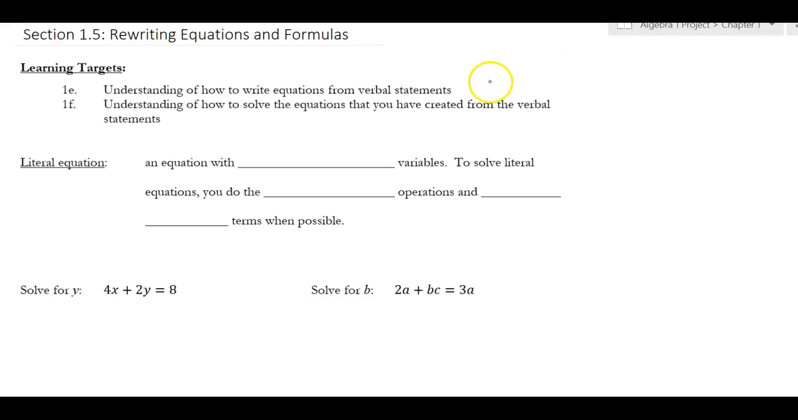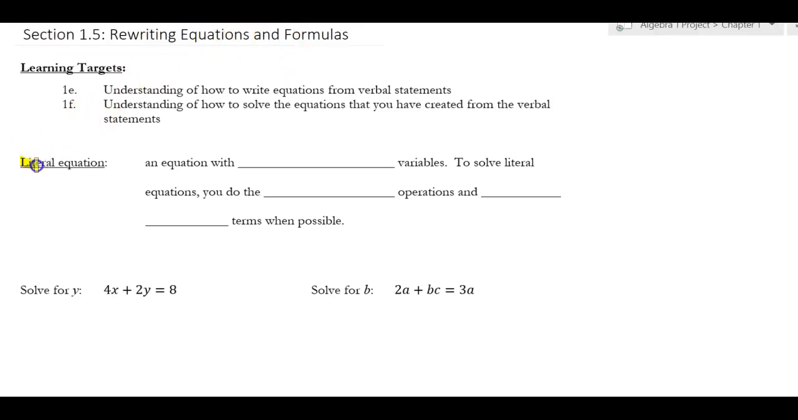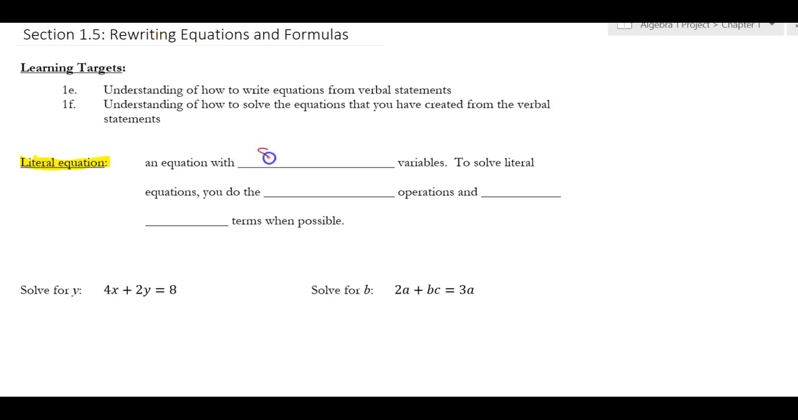Okay, so what we're working on in this section is rewriting equations and formulas. First of all, let's get the highlighter. We need to know what a literal equation is. And a literal equation is an equation with several variables. So you're not just going to have one, you're going to have multiple variables.